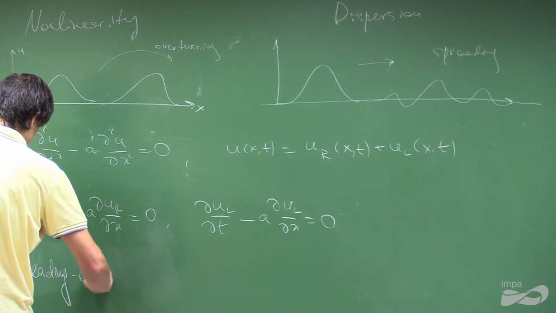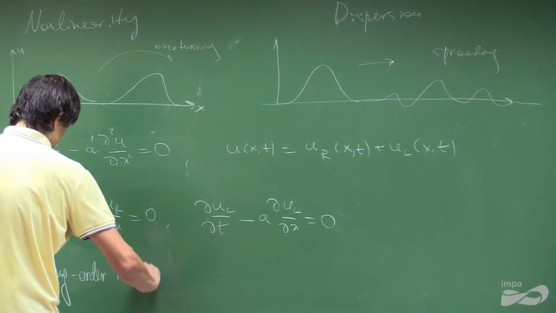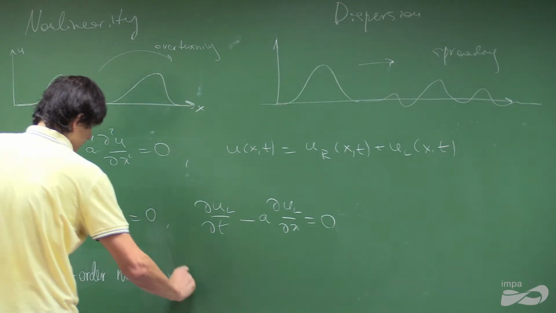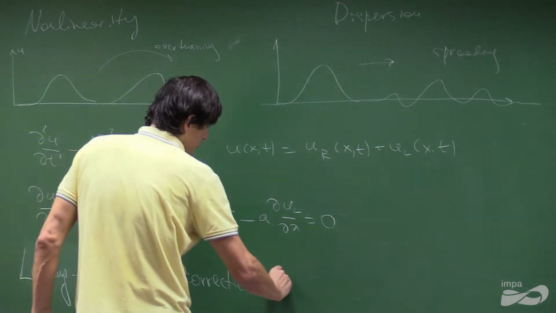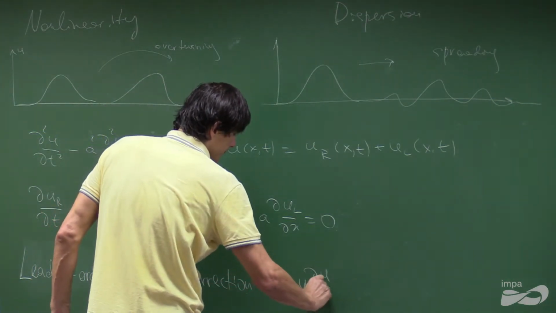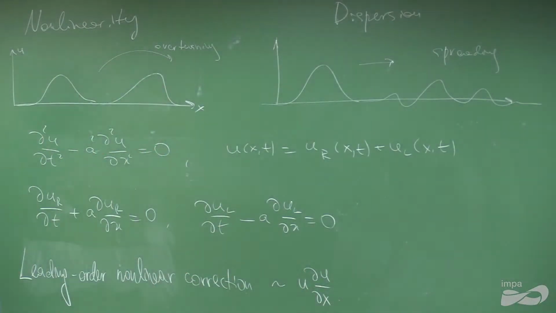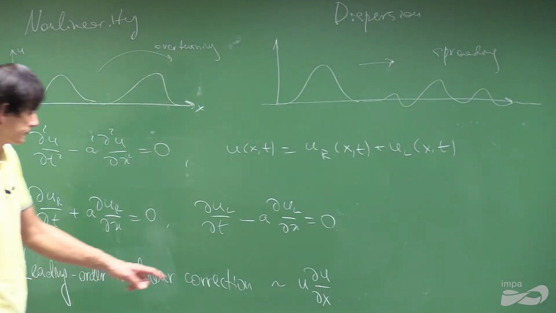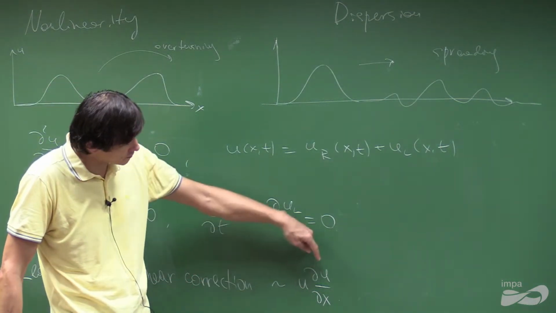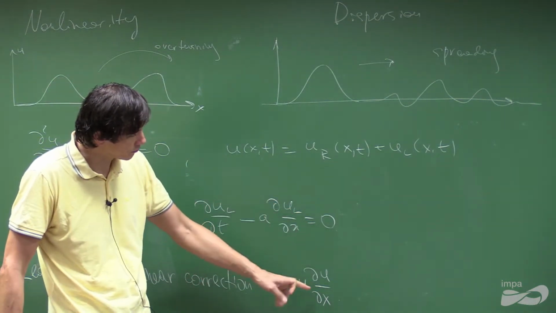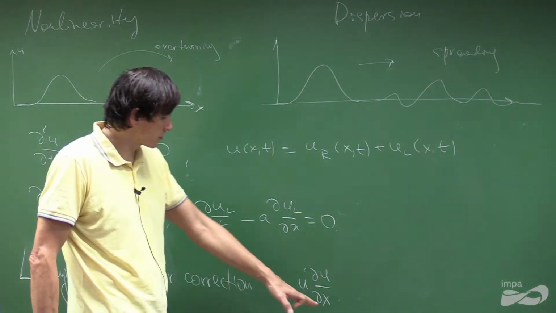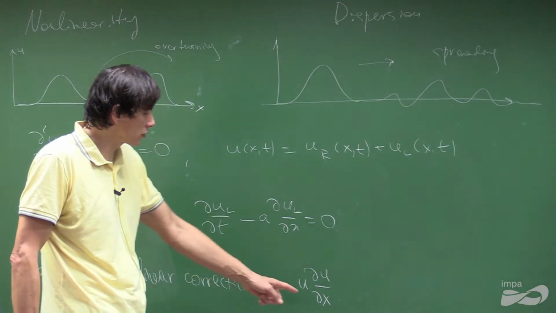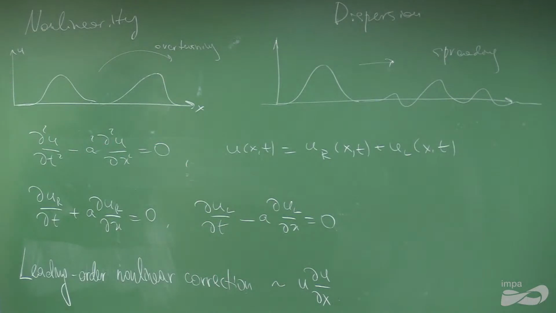Leading order nonlinear correction is a term which is proportional to u du/dx. Right? This is what you showed, because this is the lowest order. So lowest, it's just quadratic because u is small. If you take cubic, it will be even smaller. So this quadratic is the lowest order nonlinearity, and we need at least one derivative because we assume that u equal constant should be a solution for any constant.